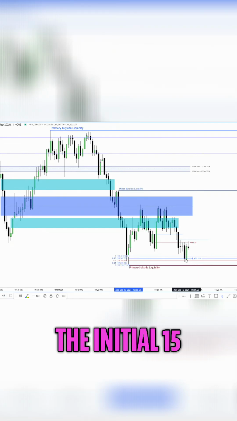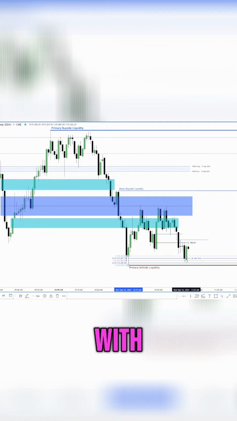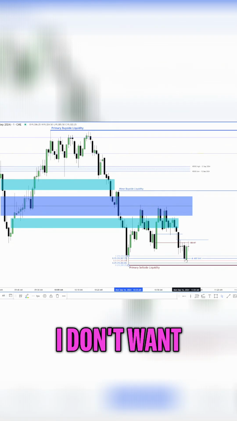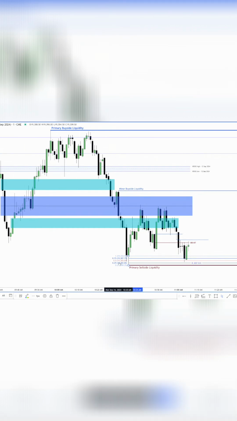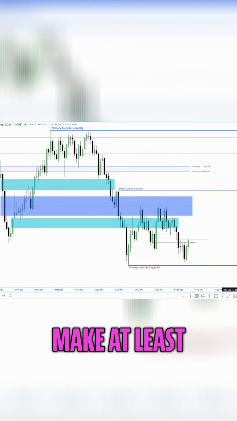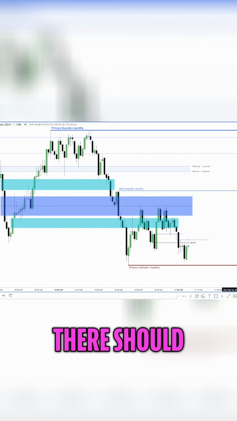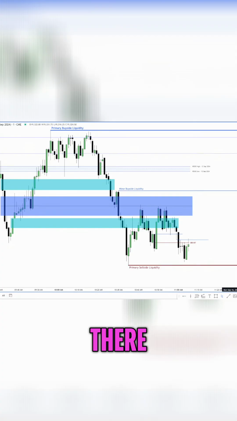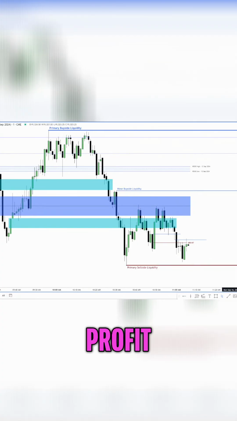The initial 15 handles or 20 handles, that's kind of like what I want to see Caleb try to trade with. If he can't make at least 15 handles from it, I don't want him to be trying to take a trade in it. And if we get the formations that I'm outlining for him, I'll explain to you what I'm looking for, why it's viable. Because if it can't make at least 15 handles, that means that 20 handles should be easy to see for my target from where I'm trying to get in at. So from target to the entry, there should be at least 20 handles run in between there. That should afford me the opportunity, or by theory, it should afford him 15 handles as a profit objective.